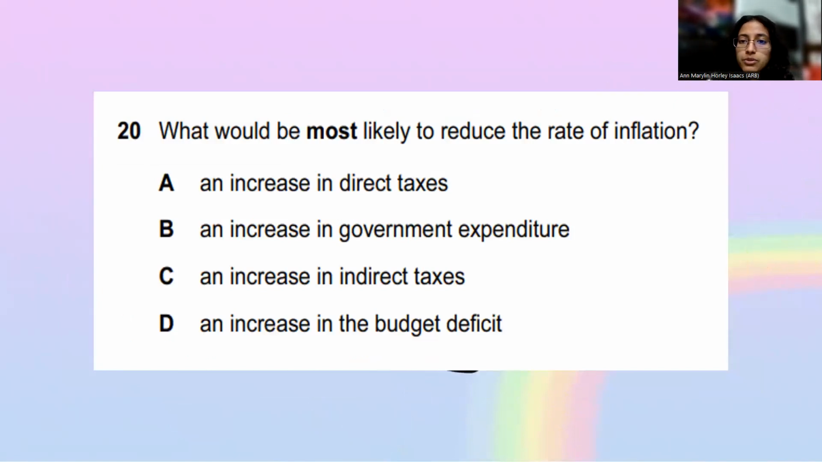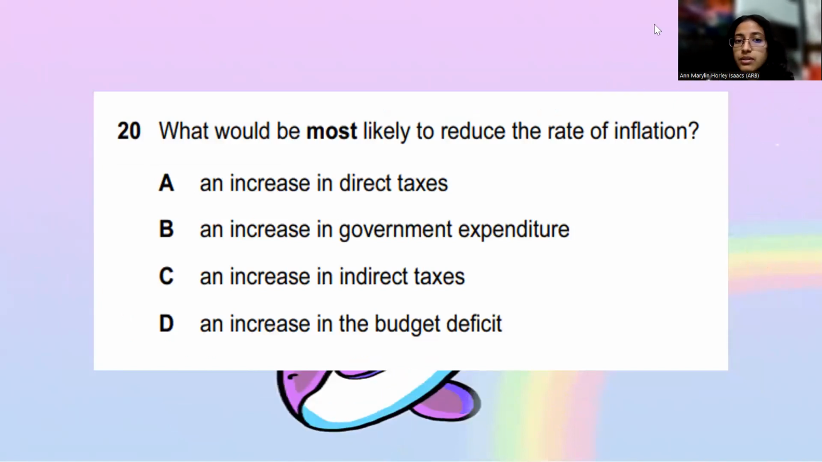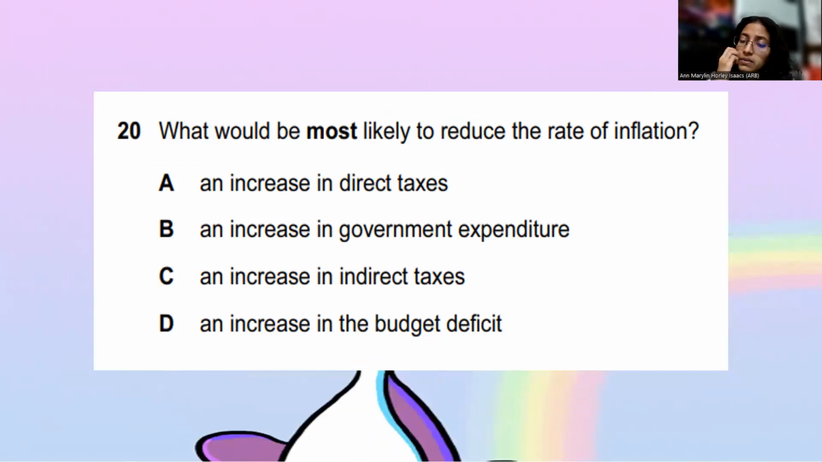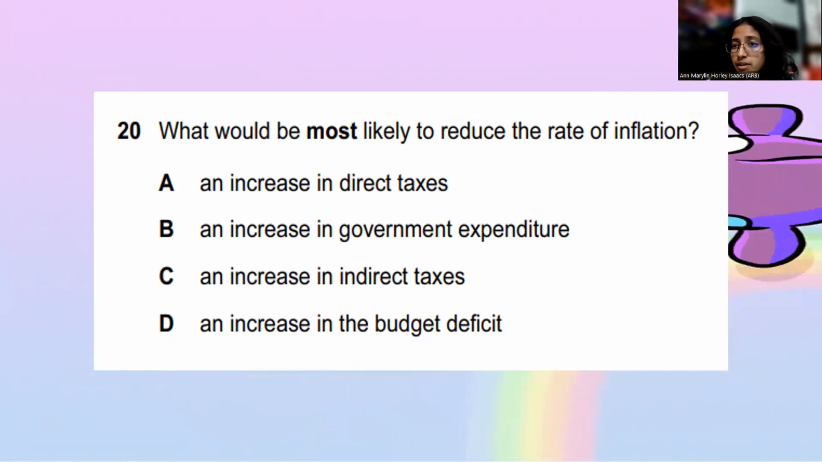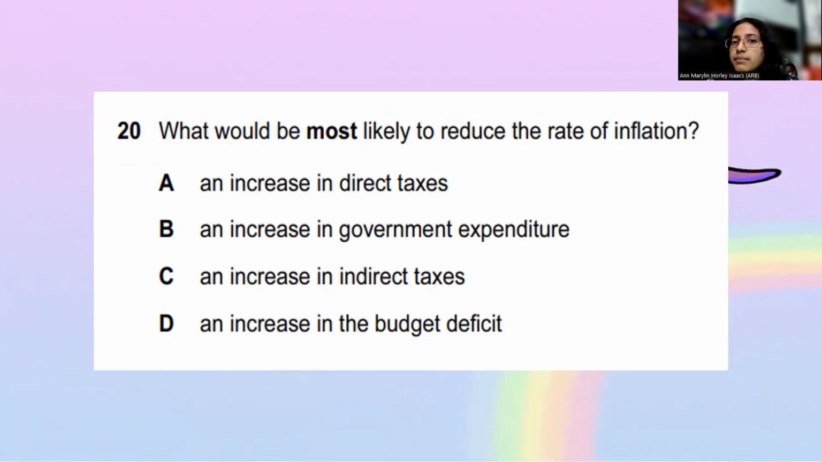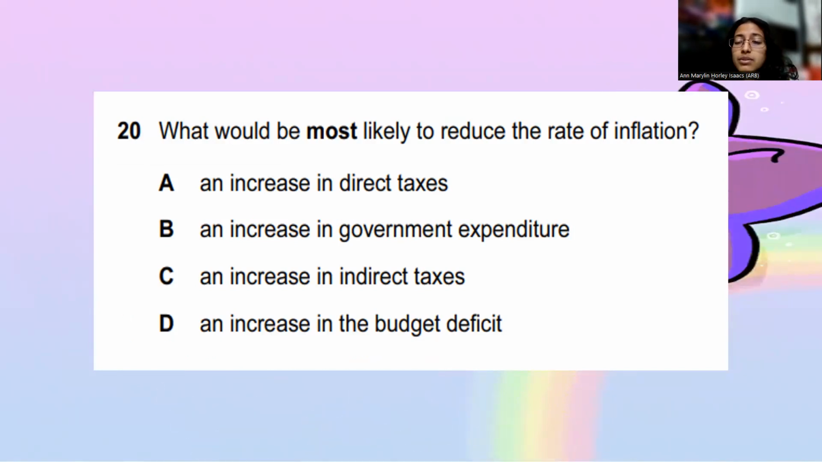What would be most likely to reduce the rate of inflation? Okay, so first and foremost, inflation would be prices in general of all goods and services increasing. Yeah, general prices of all goods and services increasing.